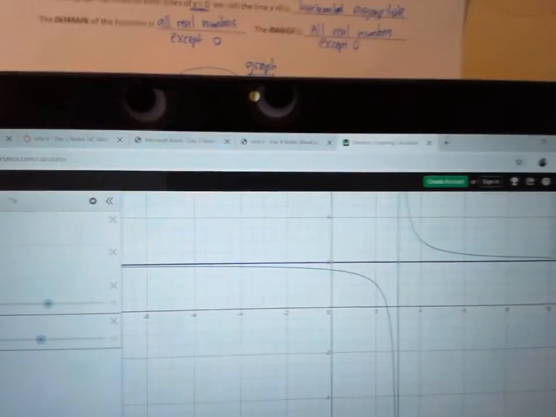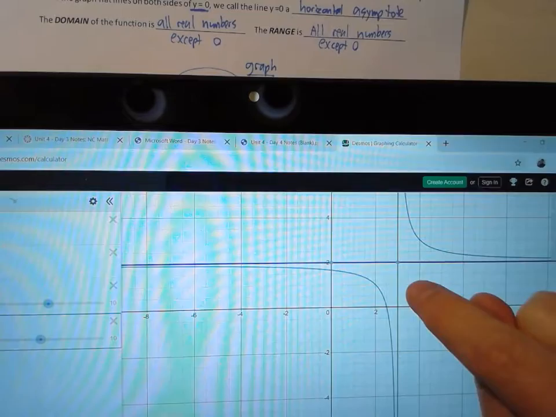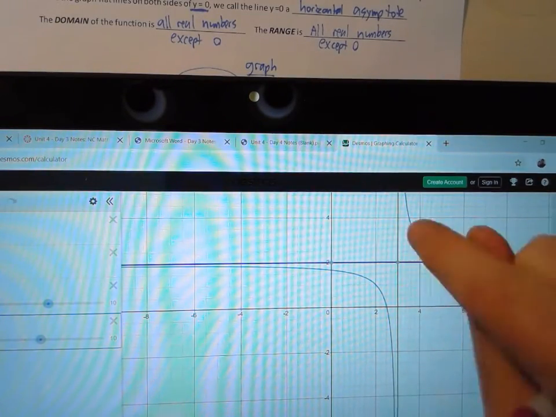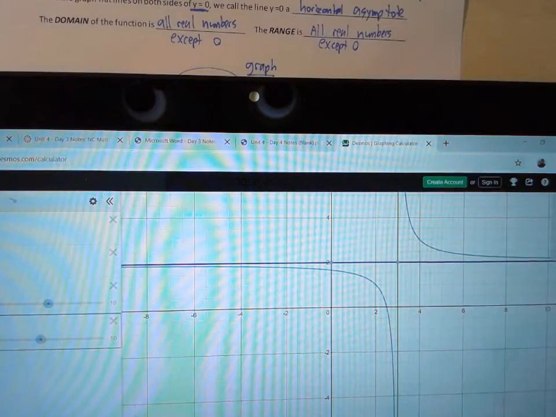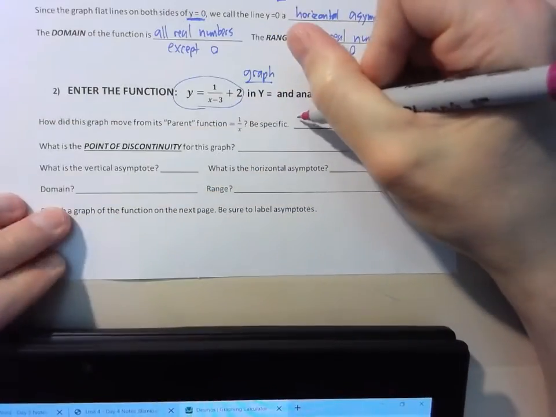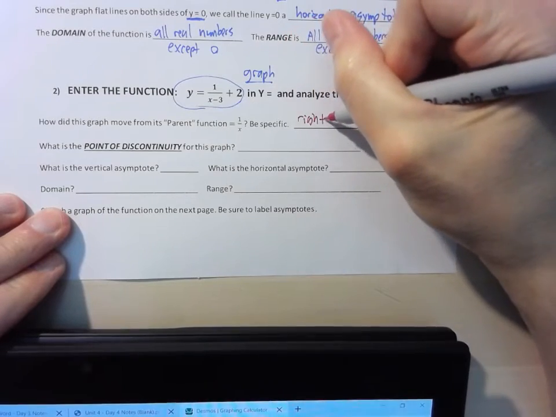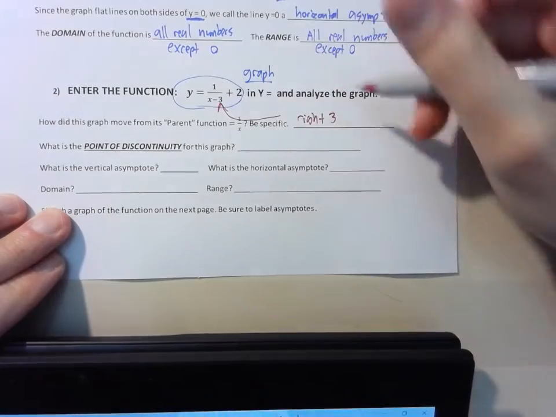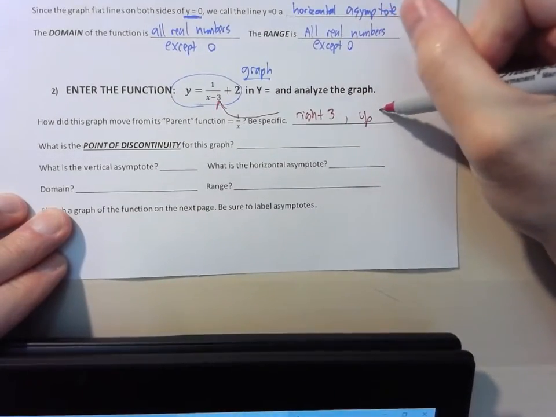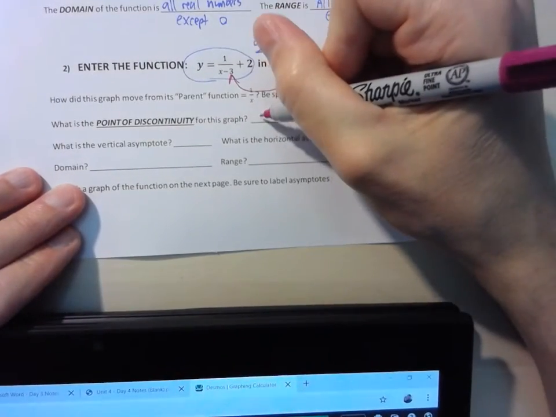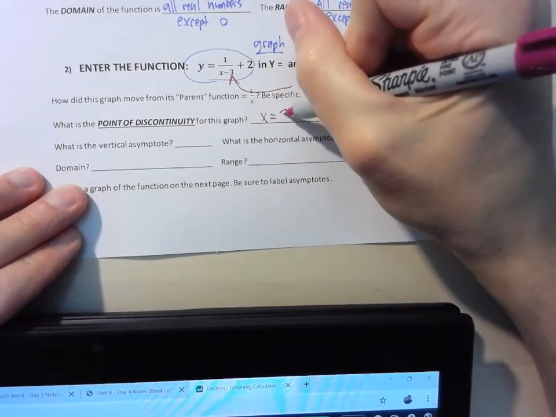You can see that graph is centered around the imaginary coordinate 3, 2. It will never touch 3 for the x value, and it'll never touch 2 for the y value. So the graph moved right 3. That comes from here. Notice it's the opposite of the sign. And it went up 2. What's the point of discontinuity from the graph? Well, it's going to be x equals 3 now.